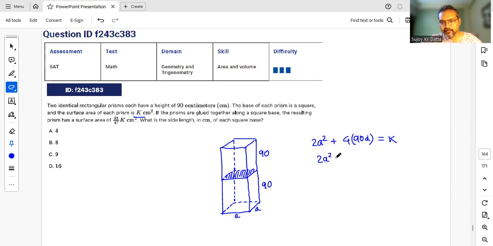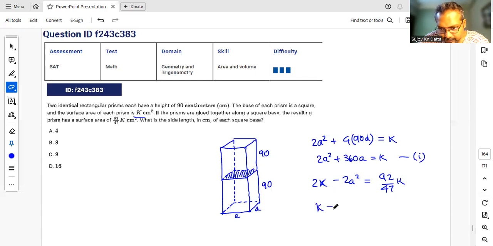So we have 2A squared plus 360A equal to K. That's number one. Now, when they are joined together, ideally the total surface area should have been 2K. But as we said, we are losing out two squares here, one for the top prism, one for the bottom prism. So we need to subtract 2A squared and get 92 over 47K.